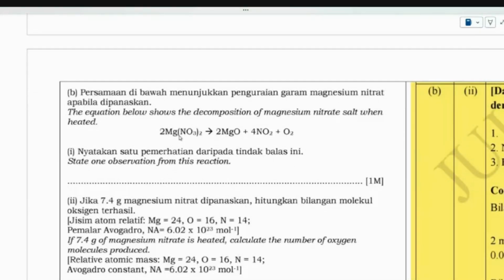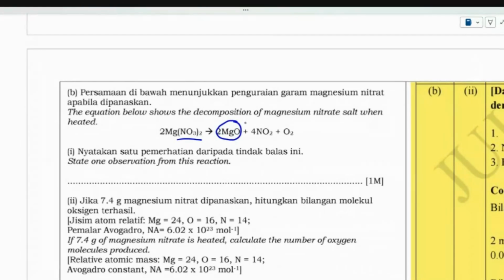Next, if this question comes out, one observation for this reaction. Maybe you have not yet learned about this reaction. Actually, it's a heating of nitrate salt, the thermal decomposition of magnesium nitrate. So observation here, we just quickly go through it.